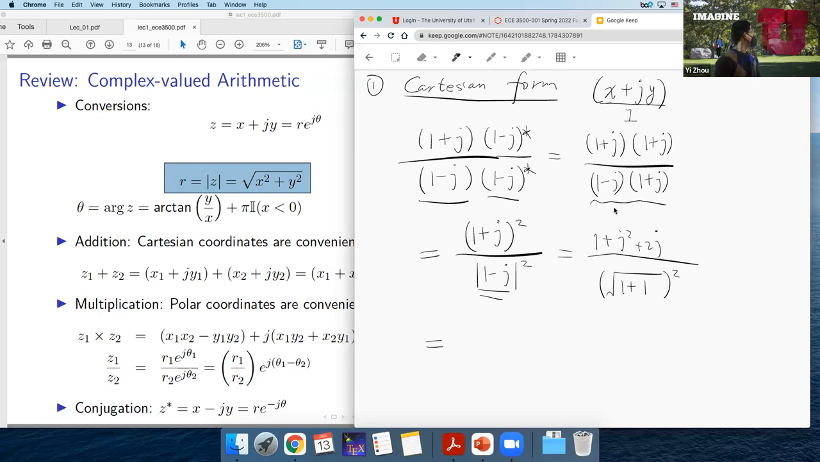Okay, keep simplifying. j squared is negative 1. Negative 1 cancels with positive 1. So you have 2j in the numerator. And the denominator is square root of 2 to the power of 2, which is 2. Okay, so you finally get j. So this is the standard Cartesian form. It has no real part, the imaginary part is 1.